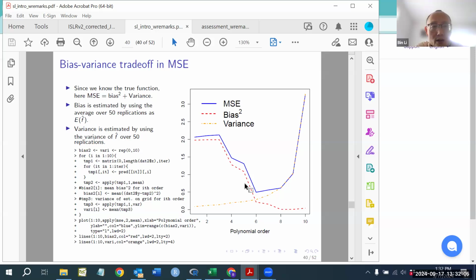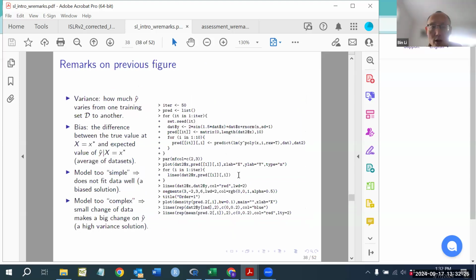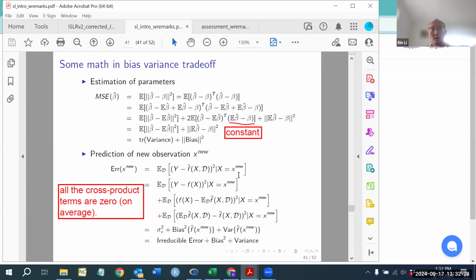Last time we talked about the bias variance trade-off, which is a very fundamental principle in statistical learning and machine learning. Okay? And we talked about this example. Here I'm listing these slides, which talk about some math in the bias variance trade-off, just to show you the proof behind that. Okay, and we can consider the bias variance in two situations.